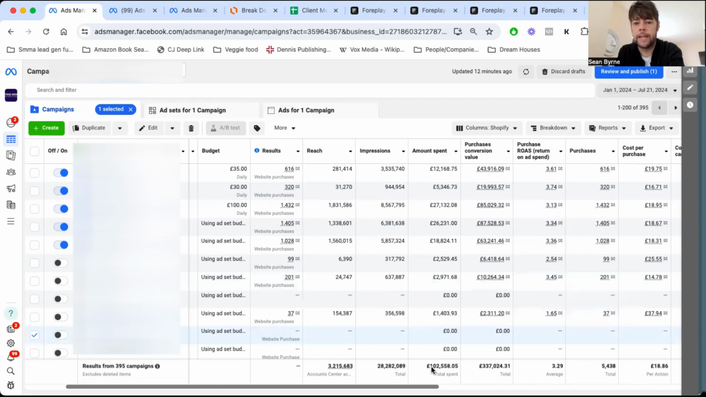The ad spend from this total period is just over 100,000, so 102,558. And the return on ad spend, the money that we've generated through the advertising, has been 337,000. So note straight away that this has absolutely been profitable from this whole period.